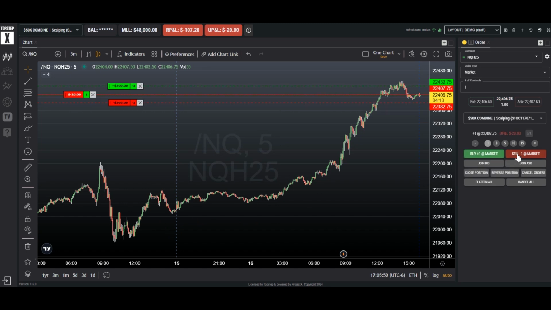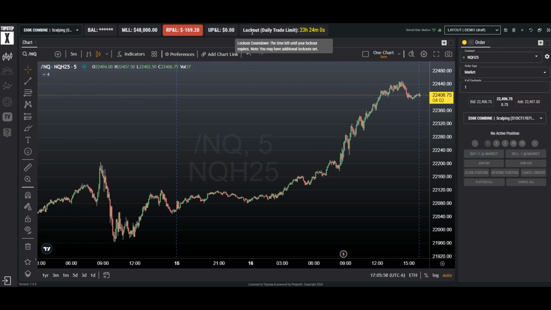We're going to buy and sell again, and for our final, we buy and sell. Now what happens is it shows our lockout for the remainder of the day with the countdown. This will reset at the end of the trading session.